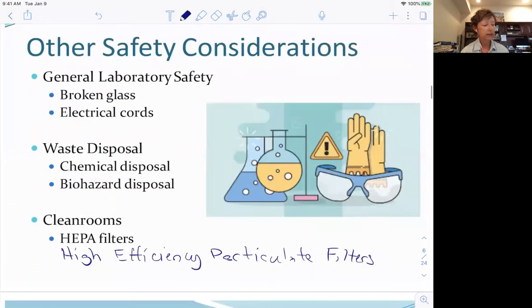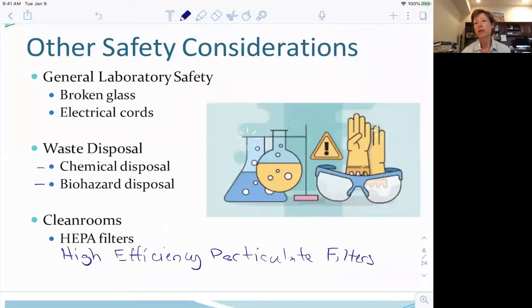Some other safety considerations are just common sense. We want to take care of any broken glass, so we have a broken glass disposal that's separate from regular trash. If you have any electrical cords, I'm always worried about tripping or getting caught on those and having things come off the cabinets and having exposure. So those are things we take care of. And then we have specific disposal for chemical and biohazard.